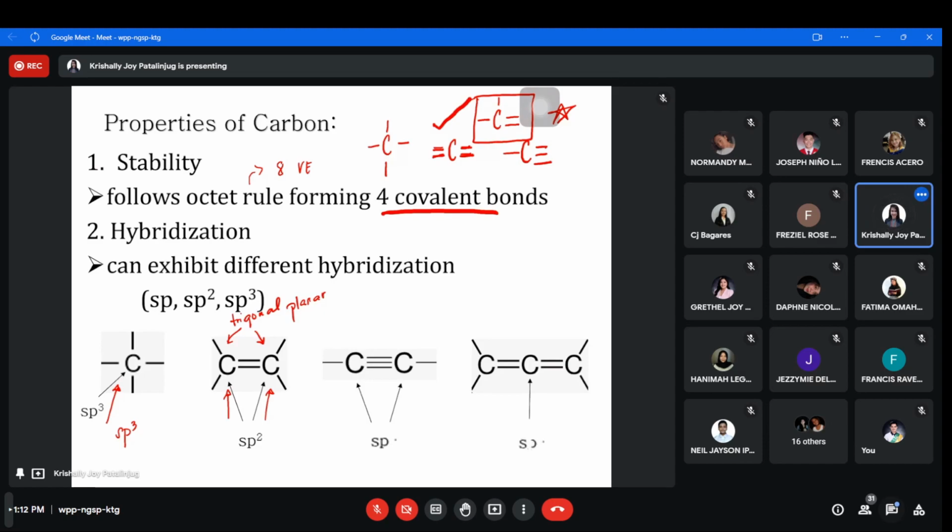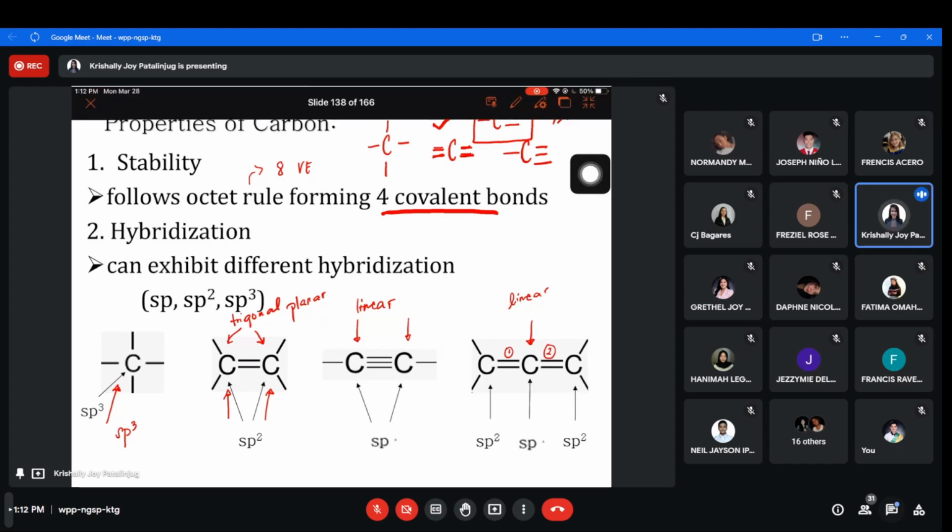Kasi if you will observe, equivalent to two surrounding electron groups din yan, naka-linear din to. Itong carbon, yung nasa gitna lang ha, naka-linear orientation din siya. So same with this carbon atoms, naka-linear orientation. Kapag linear orientation kasi, sp hybridized yung mismong central atom. Okay, so yan yung tandaan nyo ng mga posibleng hybridization ng carbon atoms in a structure: sp, sp2, sp3.